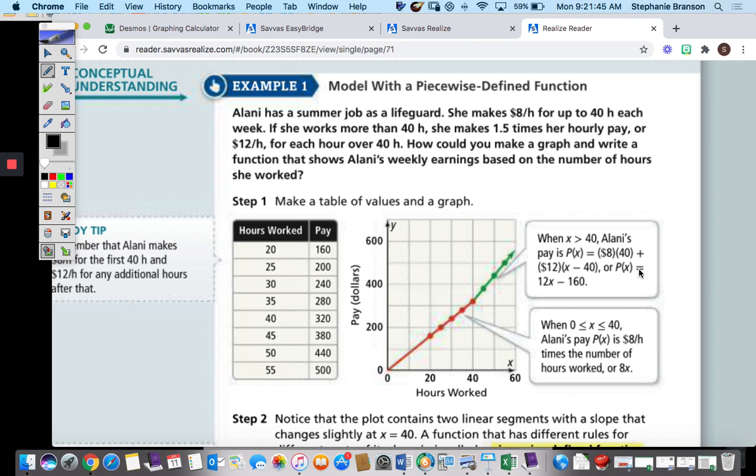So it says first make a table of values in a graph. So what they did is they took 20, multiplied it by 8, 25, multiplied it by 8, 30, multiplied it by 8, 35 by 8, and 40 by 8 to get these numbers here for her pay. And then at 45, they used this function right here where they took $8 times 40 plus $12 times x minus 40. So for 45, that would have been 45 minus 40, or 12x minus 160 because they simplified things out.